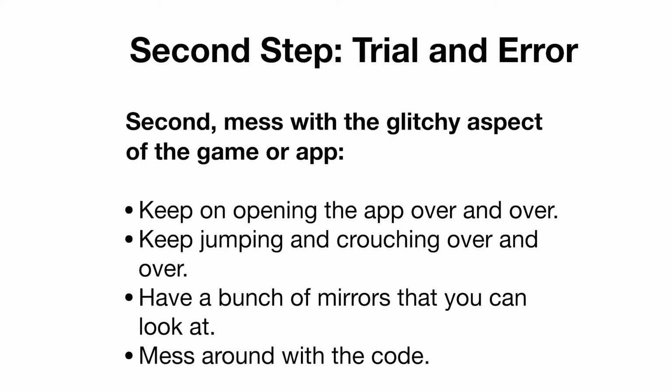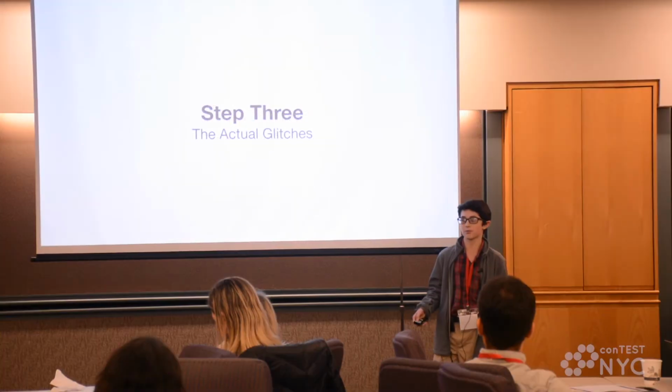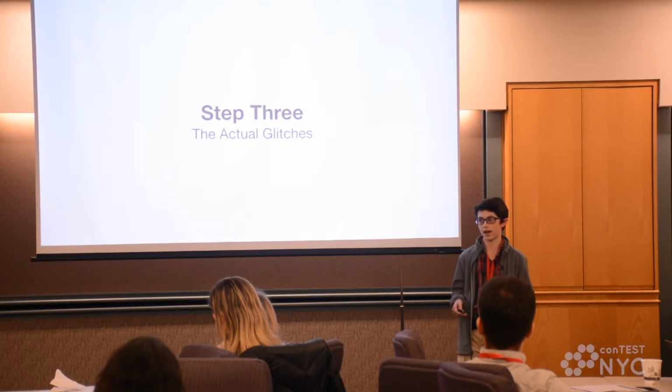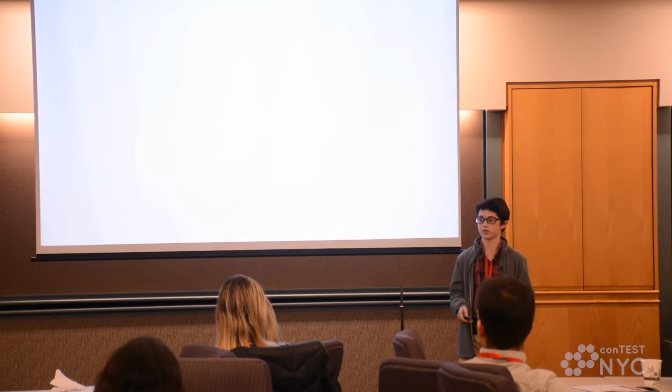And then the third step is the results. What you actually find from messing with the glitchy aspect. This could be from the app entirely crashing. You jump to the moon. Your character is upside down. I don't know. And sometimes you find the bugs or you find the glitch, which is, I think, of as a good thing. Now, step 3 is the fun part, the actual glitches. This is where I'm going to show you everything that I've actually found. Not everything, but 5 really cool glitches.